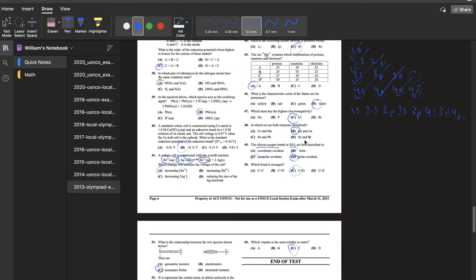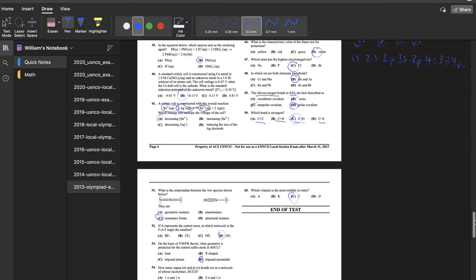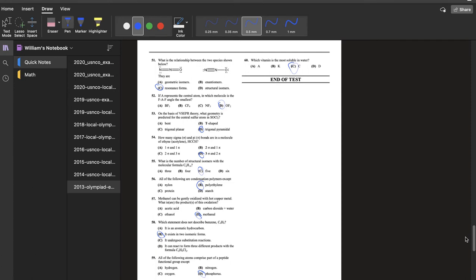50. Which bond is the strongest? Nonpolar, pretty polar, a lot more polar, less polar. This is the most polar, so I went with C, double bond O. 51. What's the relationship? Basically, you know their resonance forms because from here you just move one of the bonds to the left and then put a lone pair on the right, and then you get this. That's a resonance form.